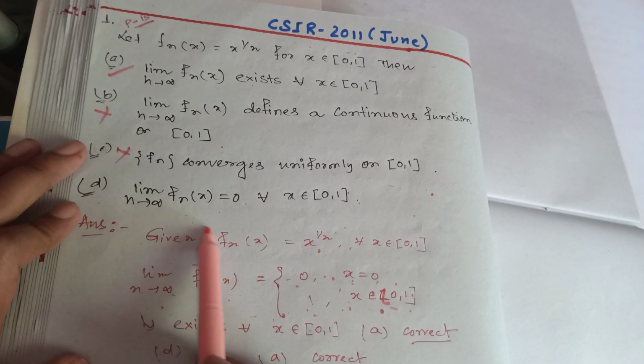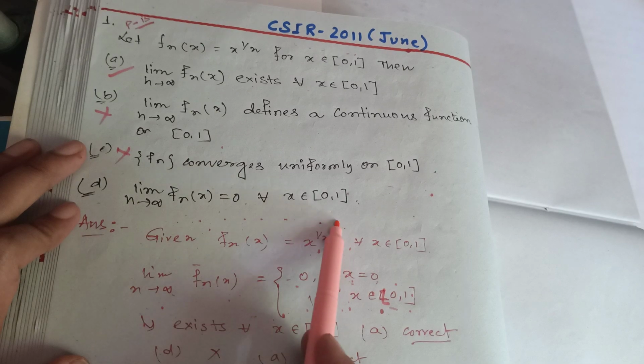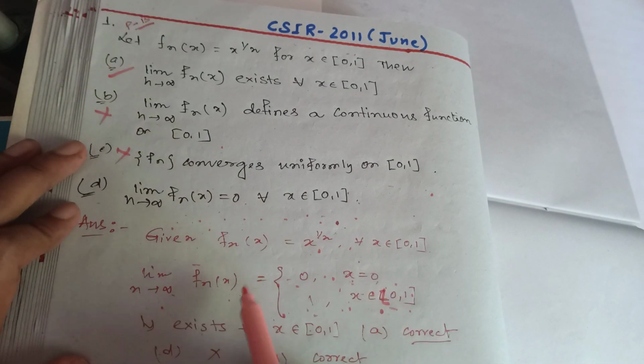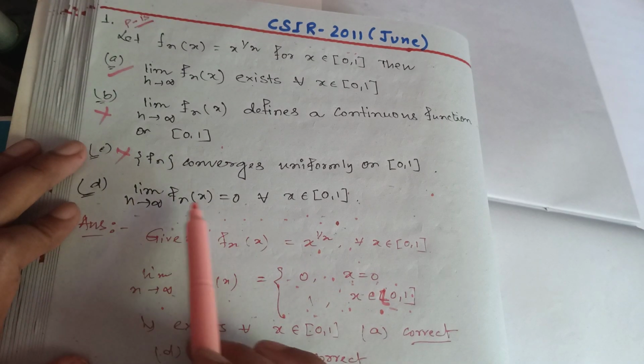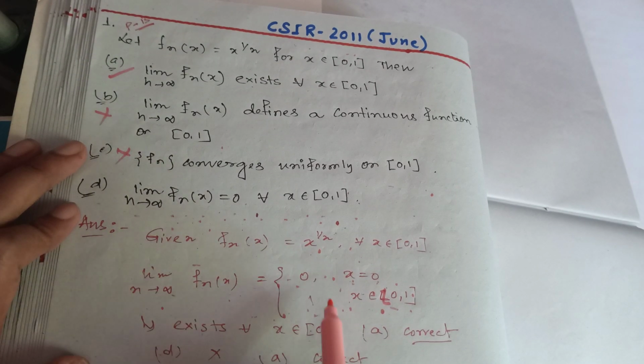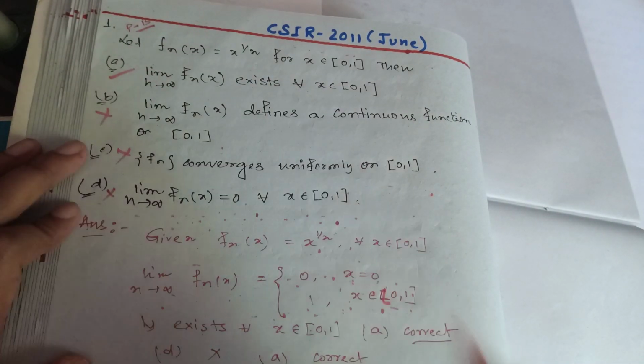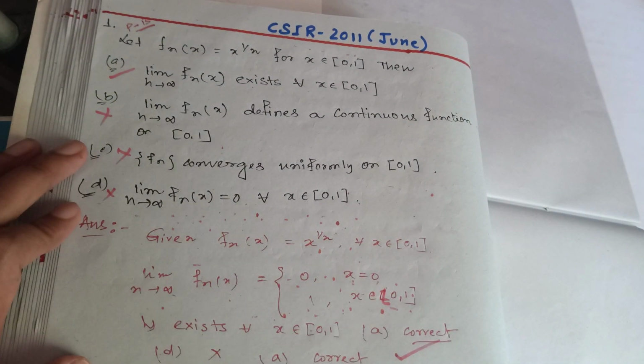And the limit of f_n(x) equals 0 for all x in [0,1]? No, only at x equals 0 is the limit 0, and at the other points the value is 1. So it is also incorrect. So here option A is correct.